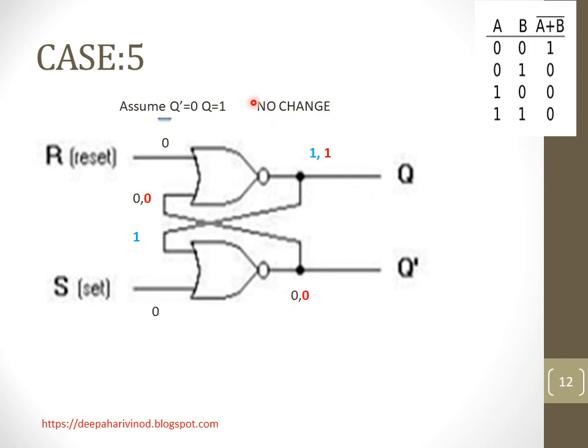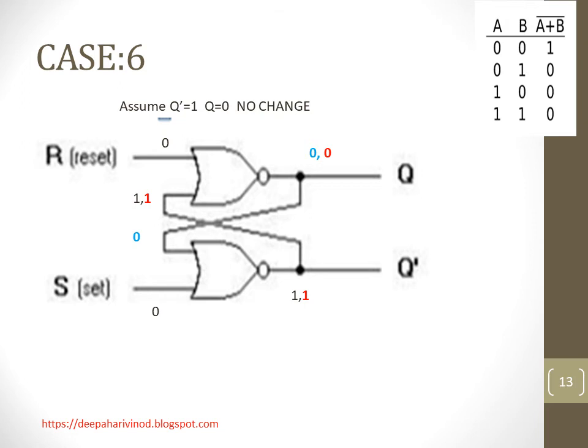So we can say this condition, when S and R both are 0, then the output will not have any change. It will be the previous state output itself. So we can say no change. And in the next, now we assumed q bar as 0. So next case we can analyze q bar as 1.